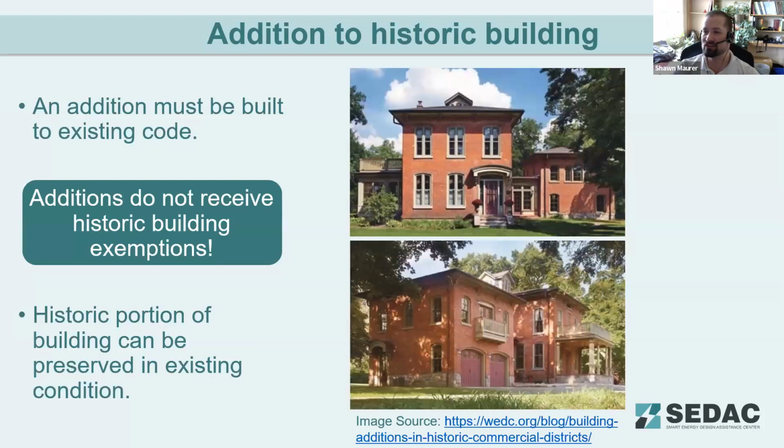If you're doing an addition on a historic building, the addition does not have the protections of a historic building. Only the historic portion of the building does. So the addition still has to comply fully with the code as if it were a new construction building. Only the historic existing portion has those historic building exemptions.